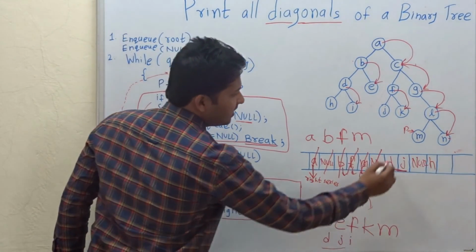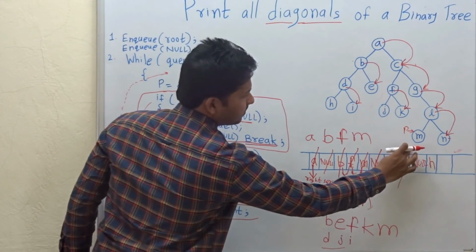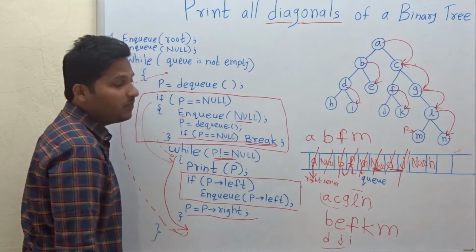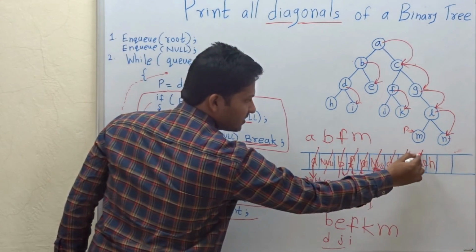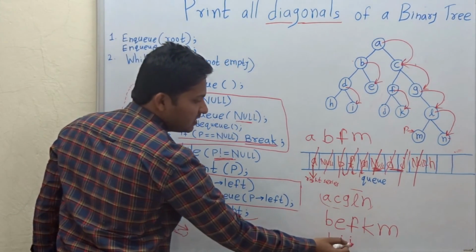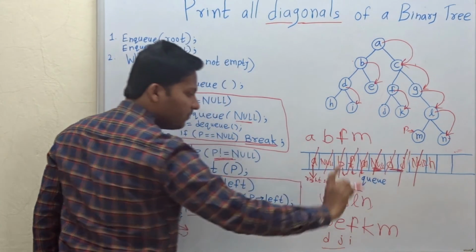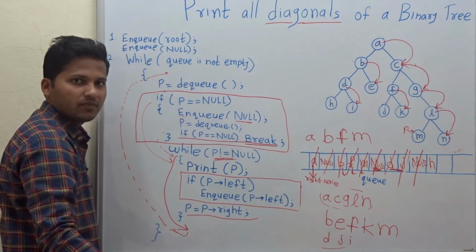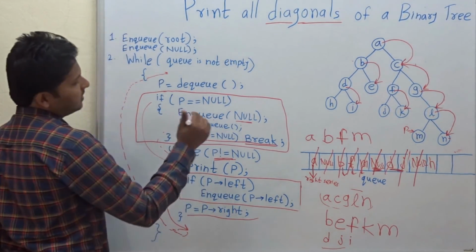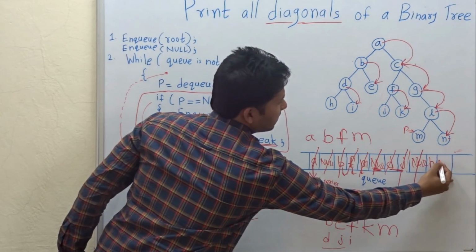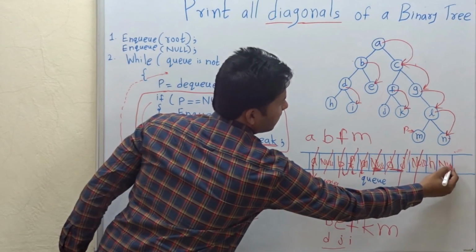As we have printed D and J, we have dequeued them. And when we dequeue next, we will find the null. And we have printed D, J, I. When we encounter null, we understand that this diagonal is over. Okay? And we enqueue another null. So we enqueue another null here.